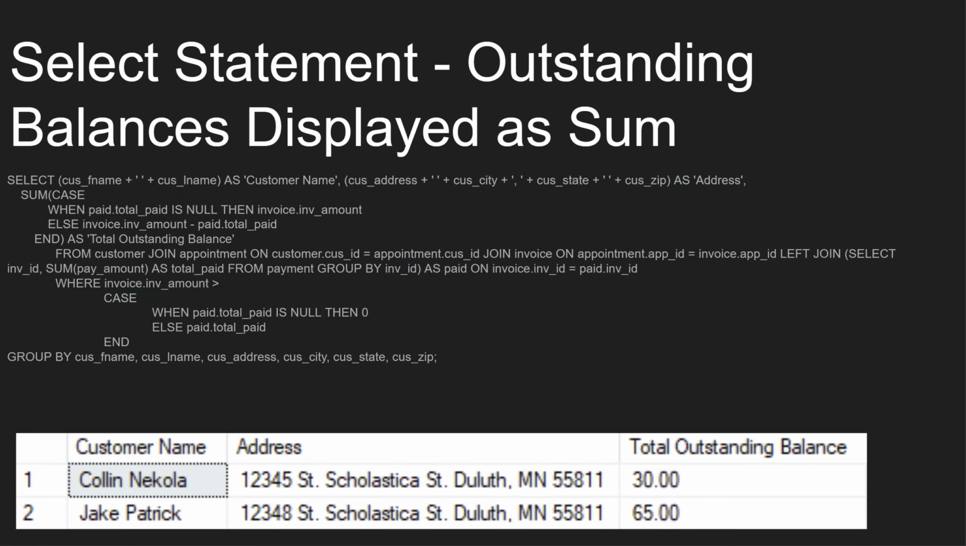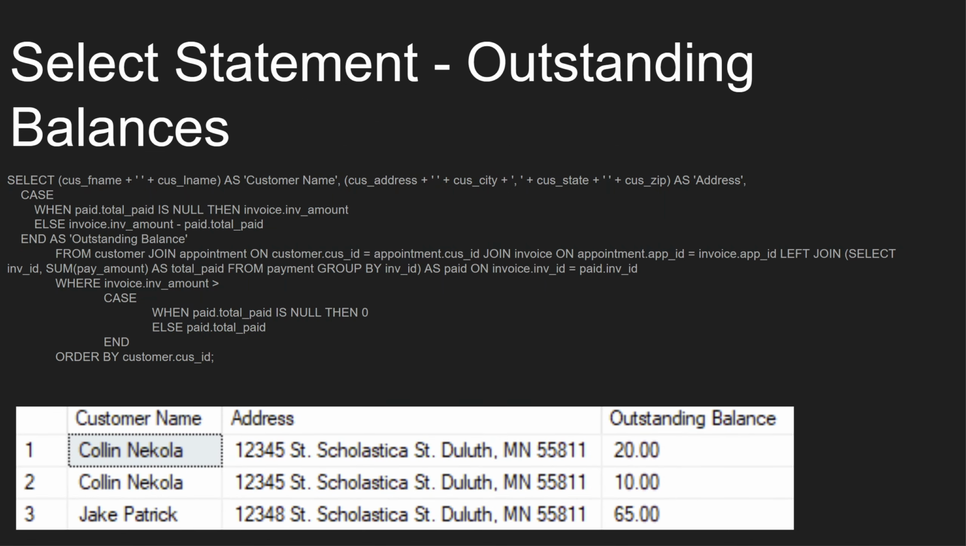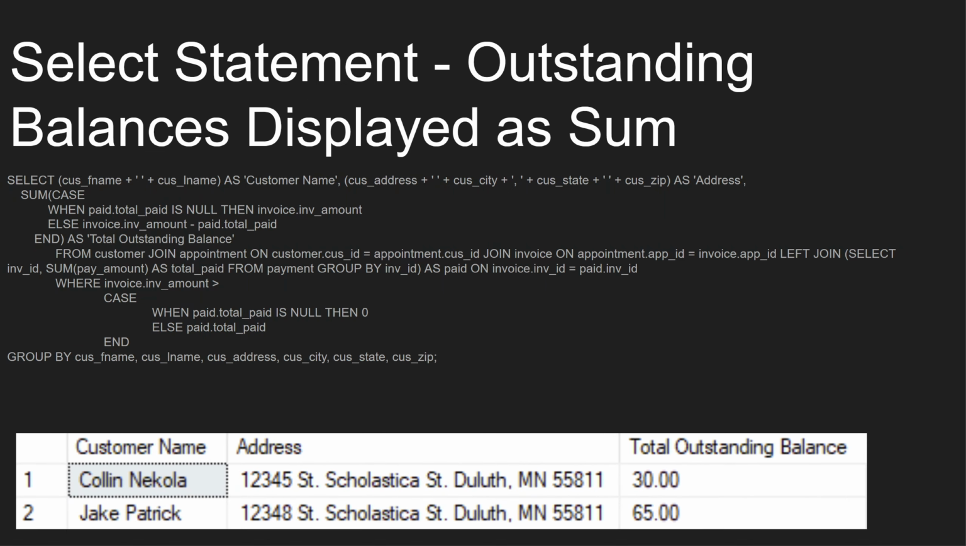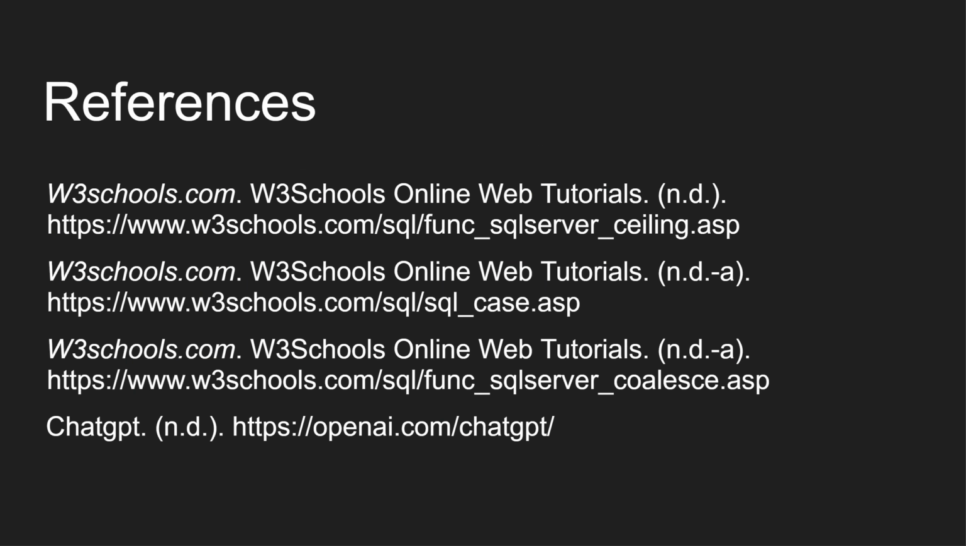And then here's another one. It's basically the same exact thing, except you see in the second line it starts a sum function to display all of them as a sum. So you see here, the first two records is $20 and $10, and it just adds them together. That's the only difference, pretty much. And here are my references.